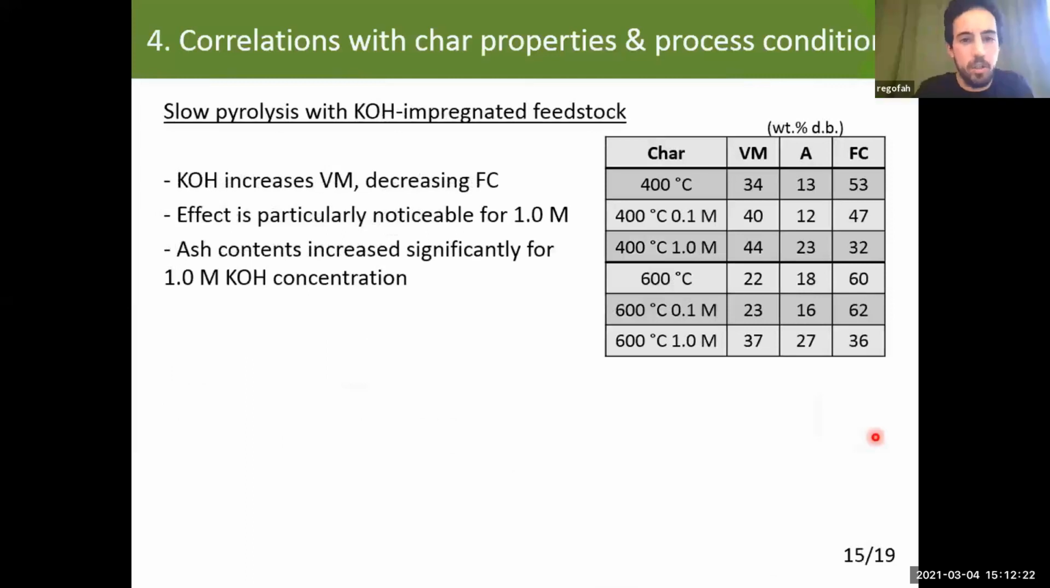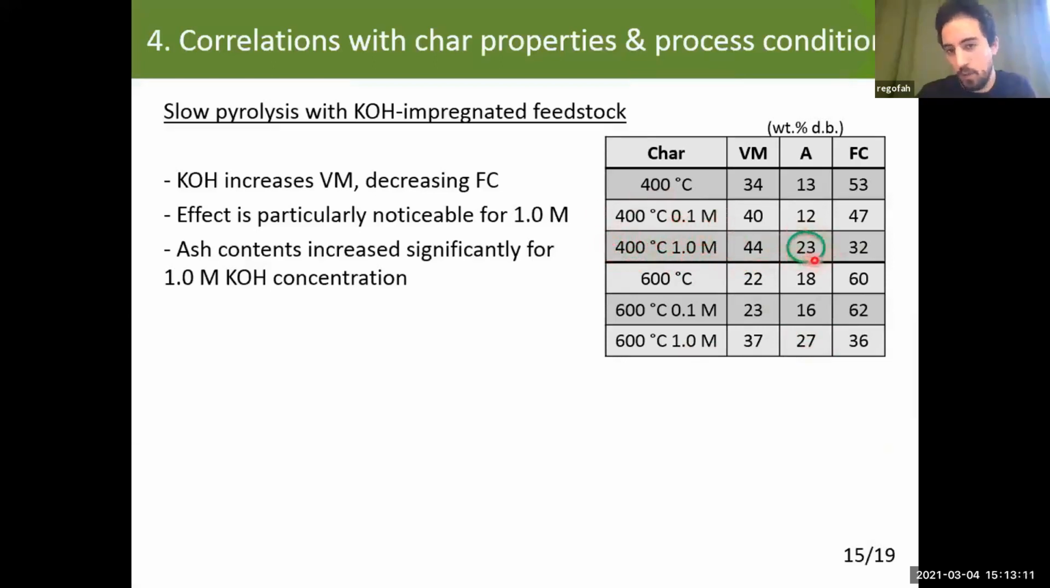So then I looked at the chars from the KOH experiments. I saw that the KOH chars had higher volatile matter content and lower fixed carbon. The effect was higher for the higher concentration of KOH, which was normal. And then the ash contents, of course, increased significantly for the highest concentration of KOH for both temperatures, because you're adding KOH, you're adding inorganics to the char, so you'll have higher ash contents. That was expected. And as maybe you remember from before, the adsorption performance with the highest concentration of KOH for 400 degrees was lower than the other one. This was the best one.